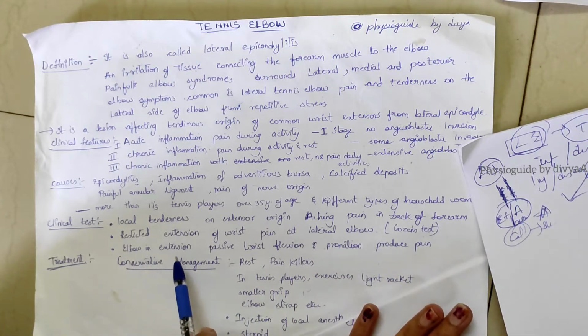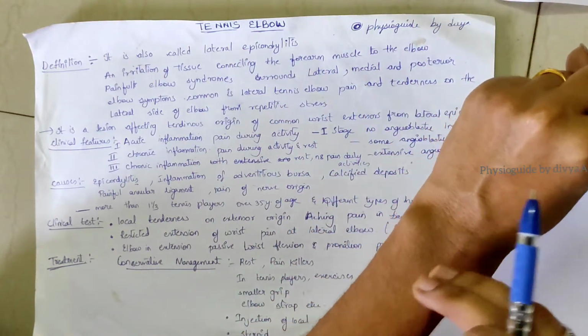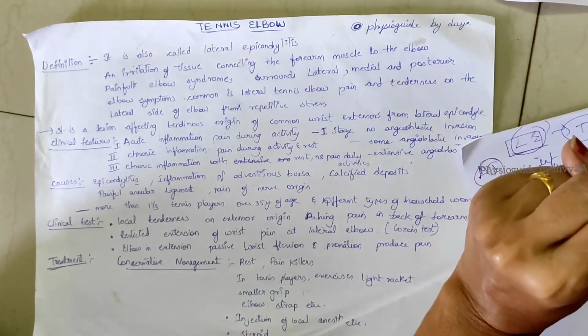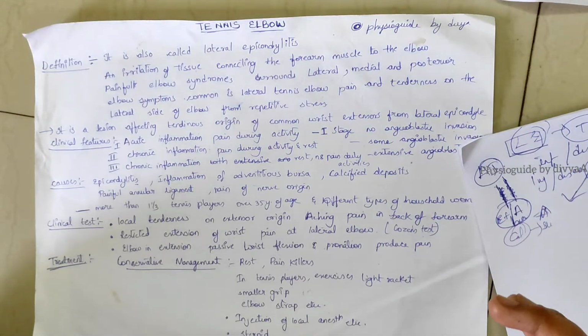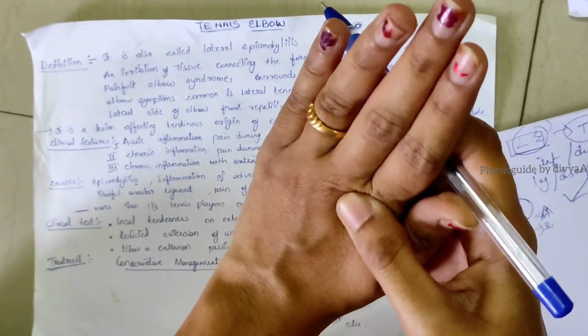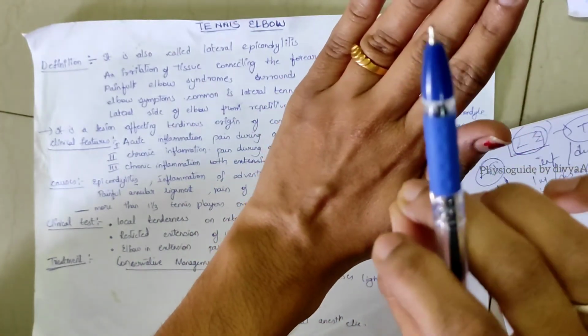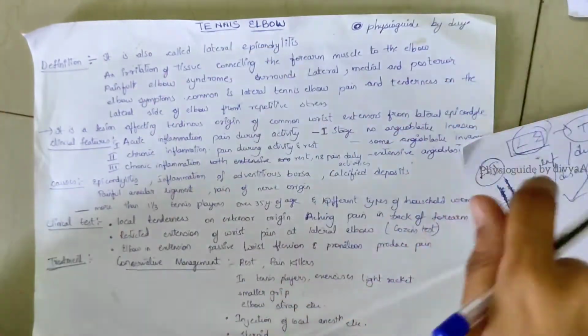Now, with the elbow in extension, passive wrist flexion and pronation produce pain. The elbow must be in extension, and passively we have to do wrist flexion and pronation, and the patient complains of pain. So this is also a test.